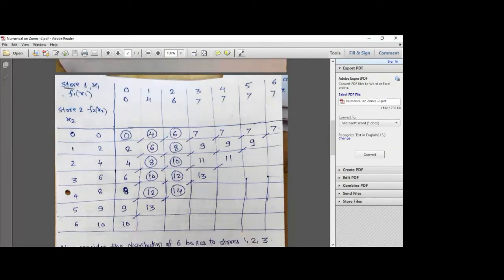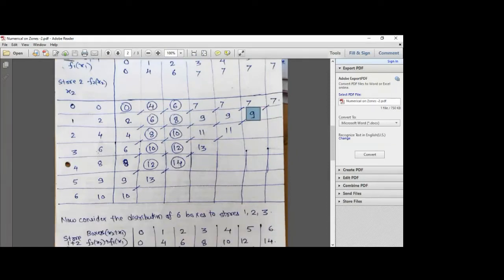So here also I've tried to fill in: this is 0 plus 0, this is 0 plus 1, this is 0 plus 2, 0 plus 3, 0 plus 4, 0 plus 5, and 0 plus 6. Mind that I am saying 0 first, and then 0 plus 1. So why 0 plus 1 I'm saying? Because I always talk x2 first and then x1, right? So similarly here it is 1 plus 0, 1 plus 1, 1 plus 2, 1 plus 3, 1 plus 4, 1 plus 5, right?